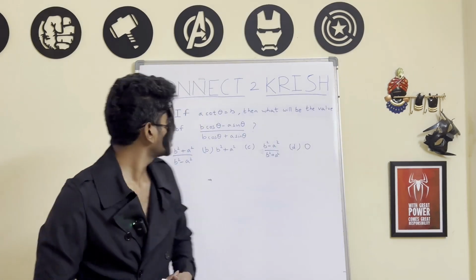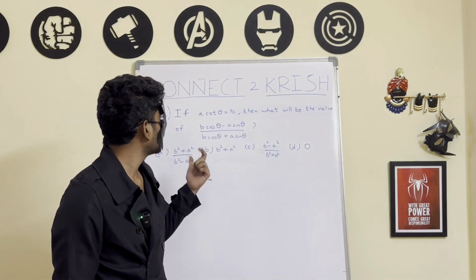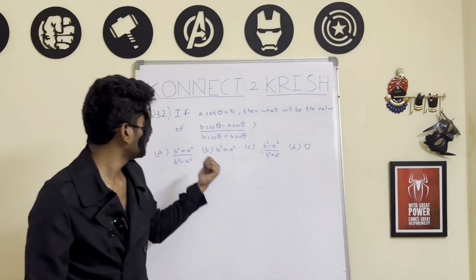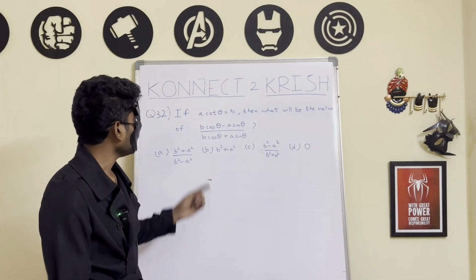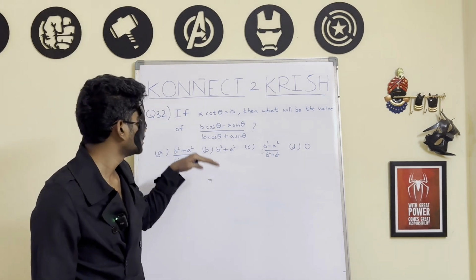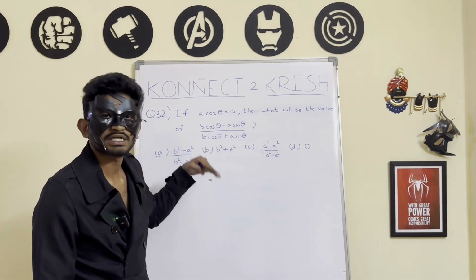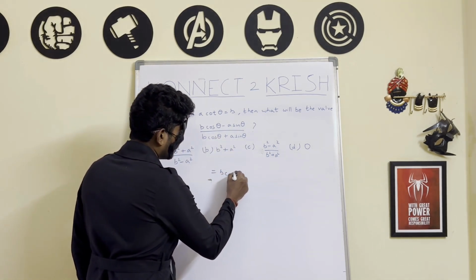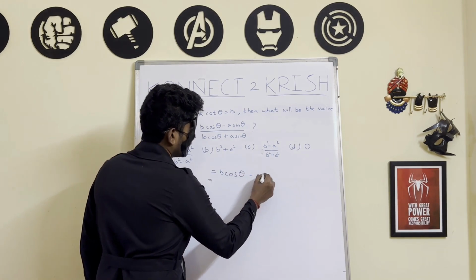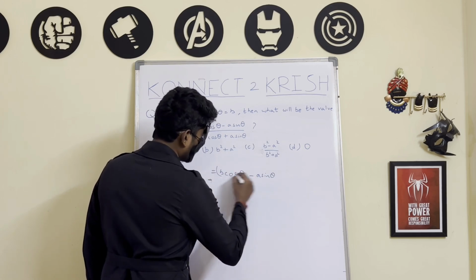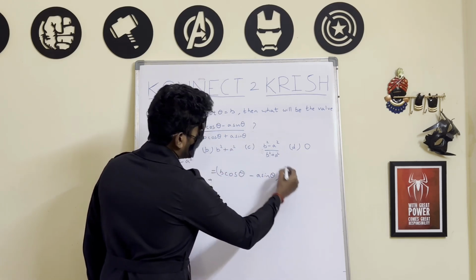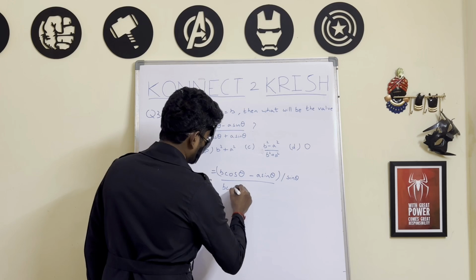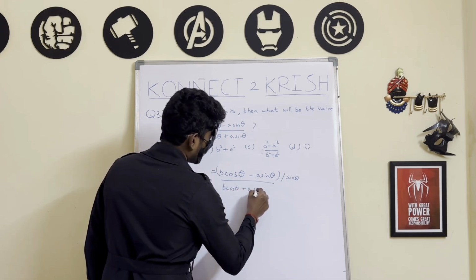So superhumans, the next question is, if a cot theta is equal to b, then what will be the value of (b cos theta minus a sin theta) by (b cos theta plus a sin theta)? So I will try to get it in the form of cot. To do that, I will be dividing numerator and denominator by sin. So this will be nothing but b cos theta minus a sin theta. We have already solved this kind of problem. I will be dividing it with sin theta, numerator and denominator, by b cos theta plus a sin theta.